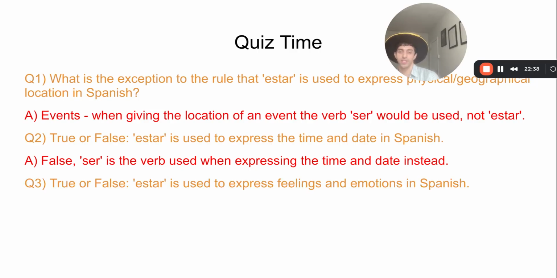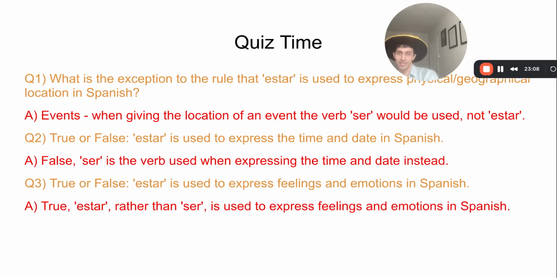Number three, true or false. Estar is used to express feelings and emotions in Spanish. Which verb do you use for feelings and emotions? A little bit more time to think over this. Okay, and I'm going to show you the answer now. So this one is true this time. So estar instead of ser is used to express feelings or emotions in Spanish.